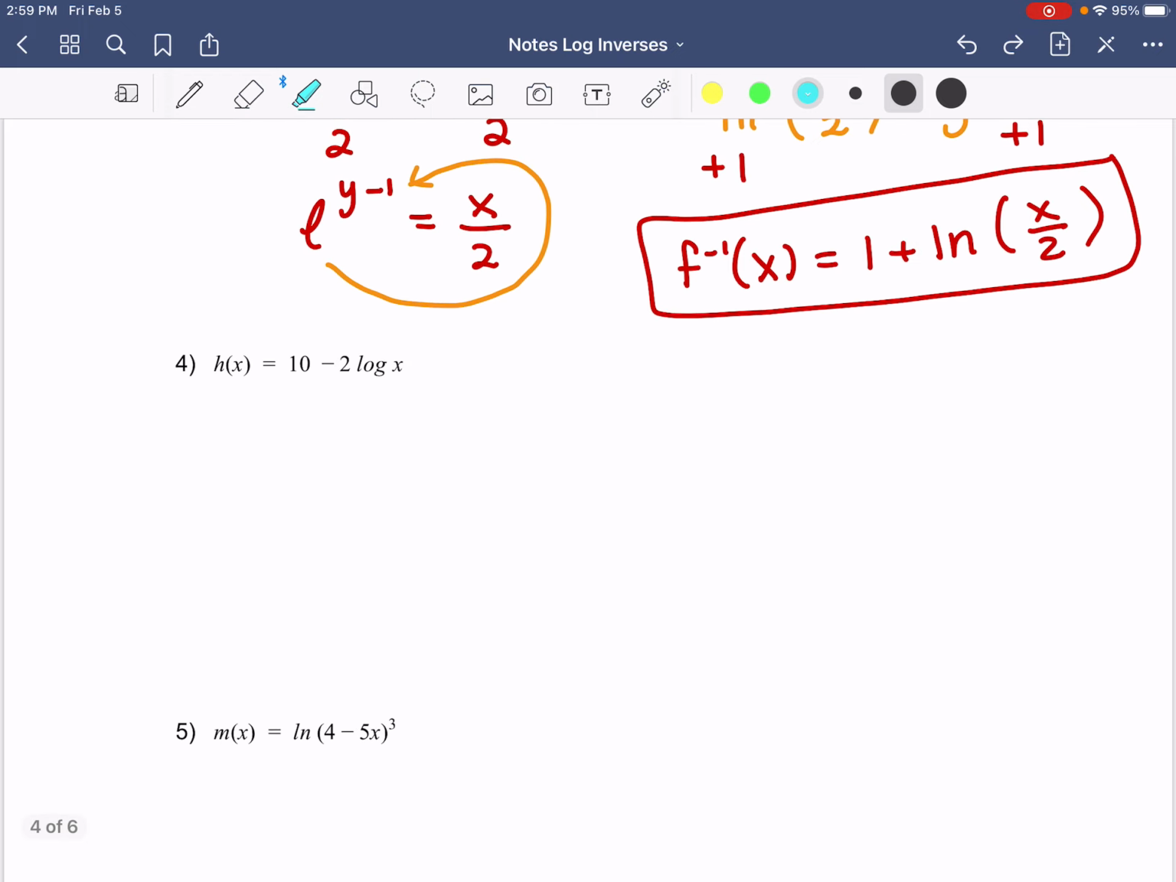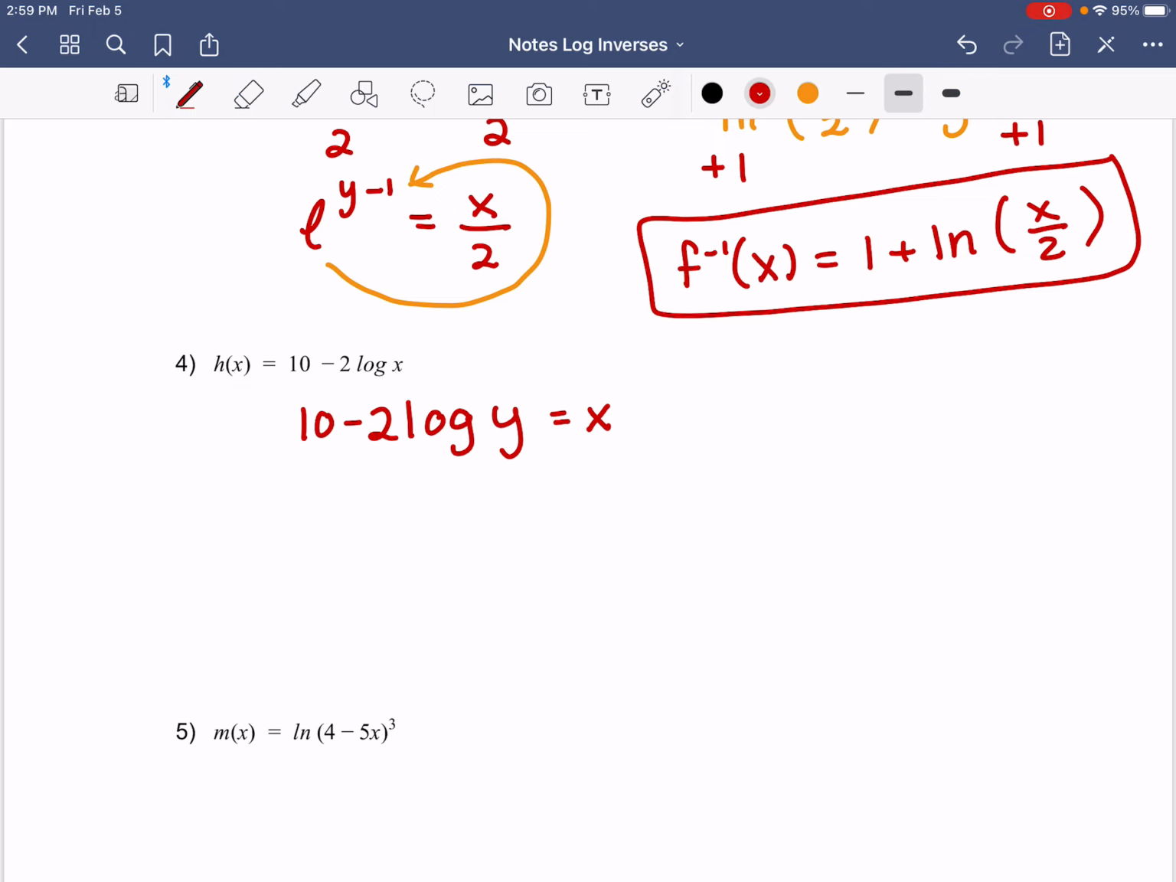All right, 2 more examples. So my next one says 10 minus 2 log x. So I'm going to go ahead and start by switching x and y. So I get x equals 10 minus 2 log y. And then I'm going to switch sides. I'm going to write equals x.